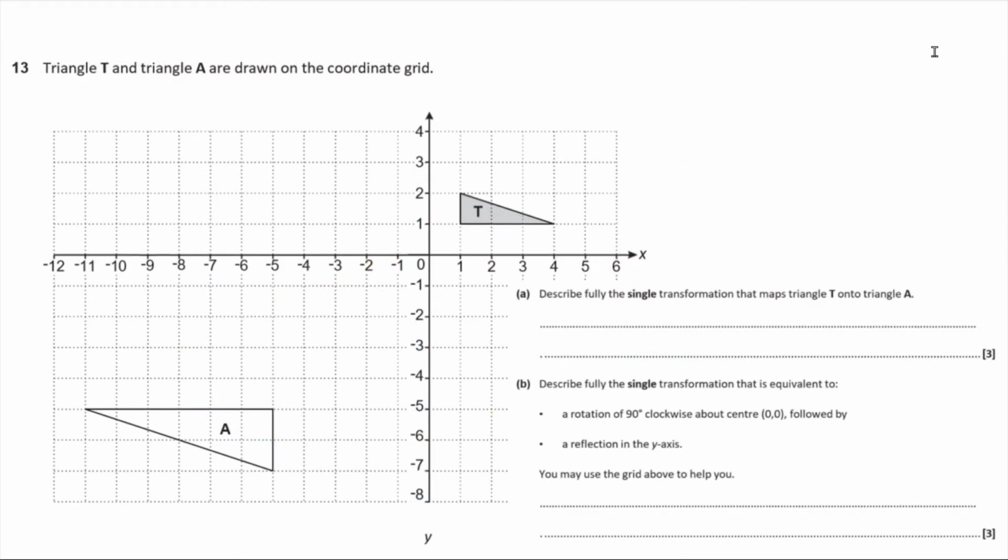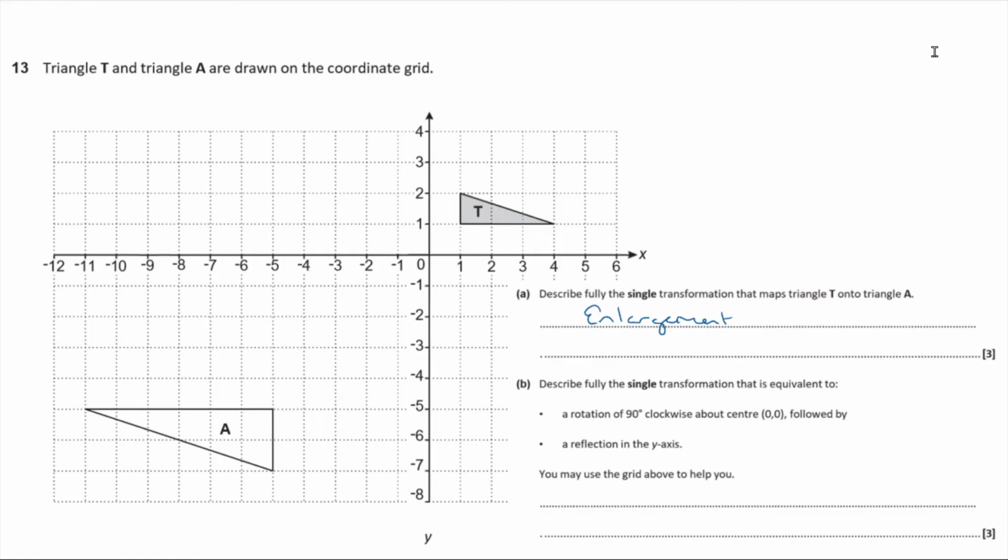Question 13. Triangle T and triangle A are drawn on the coordinate grid. Part A says, describe fully the single transformation that maps triangle T onto triangle A. Okay. Now you can see that it's got bigger, so it's going to be an enlargement. Okay, so mark 1 I'm going to get by writing down the word enlargement.